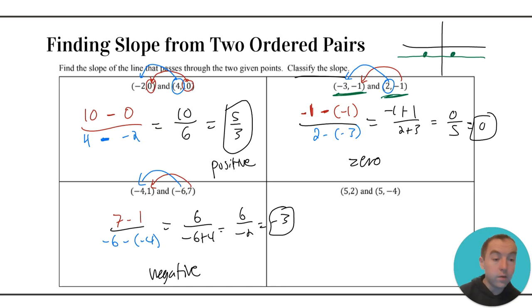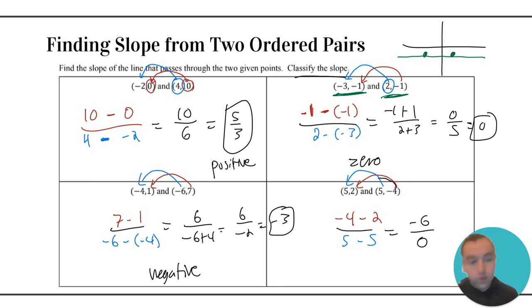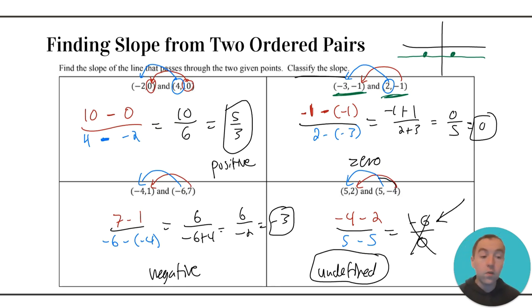And then the last example right here is a pretty special case, because when you do the y minus y, -4 minus a +2, and then x minus x, 5 minus 5, you're going to get -6 over 0. Okay, anytime 0 is on the bottom of a fraction, that means that we actually aren't getting an answer right here, because you can't divide by 0. So in this case, you would need to say that the slope is undefined. Okay, so don't say that that is the slope, because that is not the slope. It's not even a number. So what the slope actually is, is undefined.